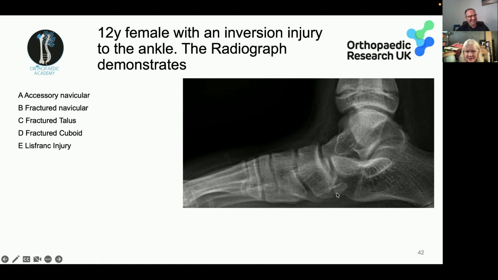Accessory navicular, it's the X-ray that I showed before. It's got smooth round edges. Here's the navicular. It looks okay. It's in the line of the tib post tendon. You know, it's not the best X-ray of the talus. You can't see the cuboid because it's on the opposite side, and it's not a Lisfranc injury.